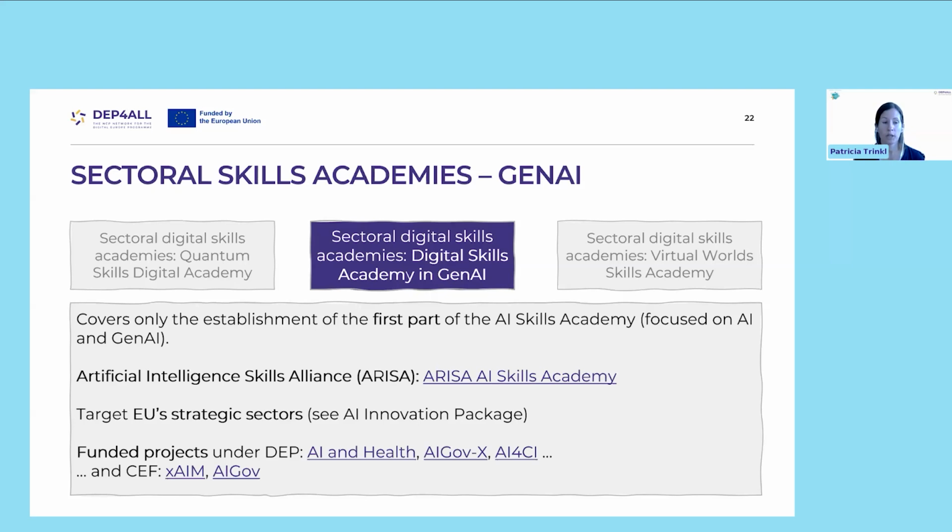A project which you should consider, which you should build on, is the Artificial Intelligence Skills Alliance, ARISA. So this is a project which is funded under Erasmus+. It supports the implementation of the Pact for Skills by developing a sectoral skills strategy on AI. So look what they are doing and build up on that. And also please target EU strategic sectors, which are also mentioned in the AI innovation package, such as healthcare, manufacturing, mobility, etc. Also here, we linked the funded projects under DEP.